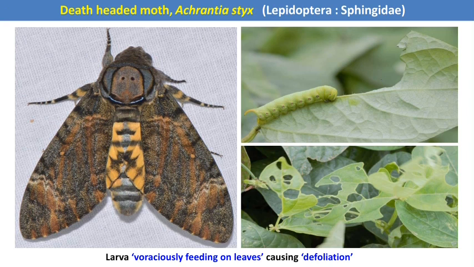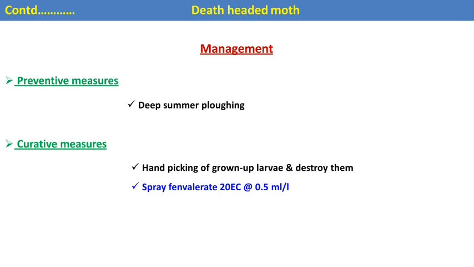There are hook-like structures present on the 8 abdominal segments of the body of this caterpillar. The caterpillar is a very voracious feeder in nature. It completely feeds on all the leaves of the pulse crop, and the leaves become skeletonized and defoliation occurs. For the management of this moth or caterpillar, we can spray the crop with chlorpyrifos, profenofos, or fenvalerate. Or we can also mechanically collect the grown-up larvae of this pest and destroy them in our own way.